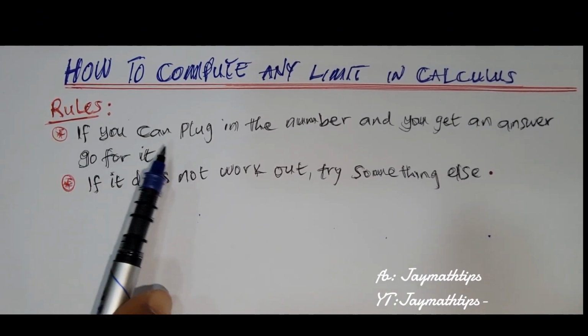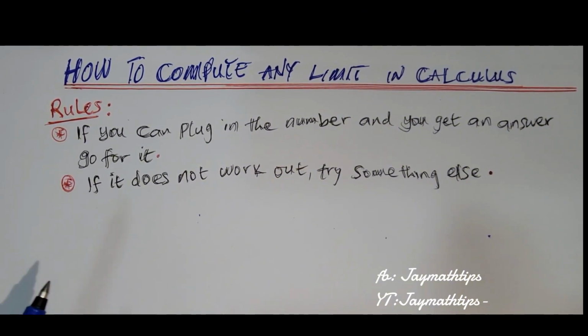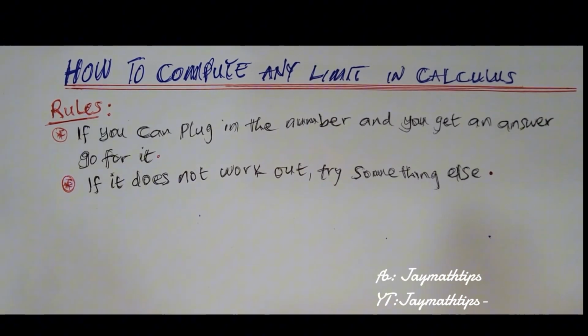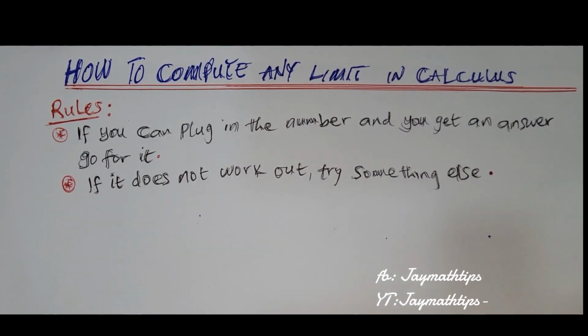1. If you can plug in the number and you get an answer, just go for it. That means that is the answer. You stop there. But if it does not work out, try something else. I'm going to give us examples to illustrate or explain what we mean by these two rules.